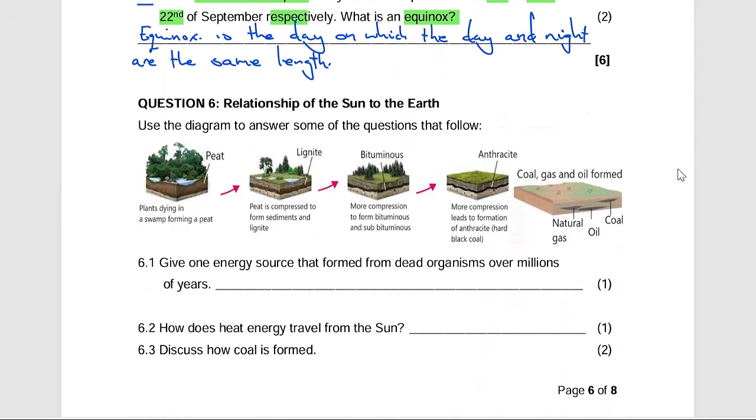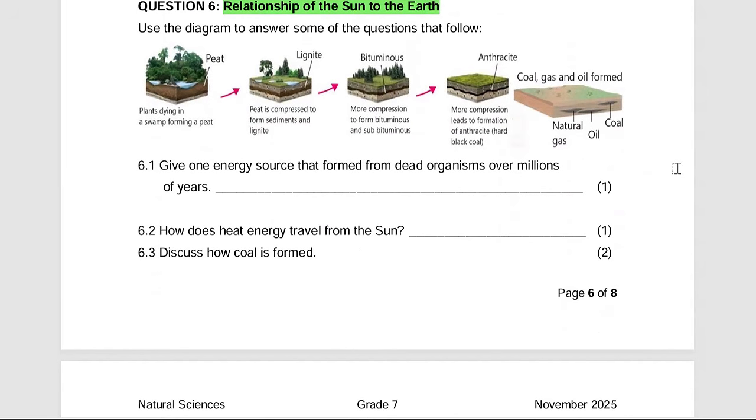Then moving on to question number 6, relationship of the sun and the earth. We're asked to use the diagram to answer some of the questions that follow. So we can see plants dying in a swamp forming peat, then peat is compressed to form sediments and lignite, then more compression to form bituminous and subbituminous, then more compression leads to formation of anthracite, a black coal. Then coal, gas and oil are formed. We've got coal, oil, and natural gas.